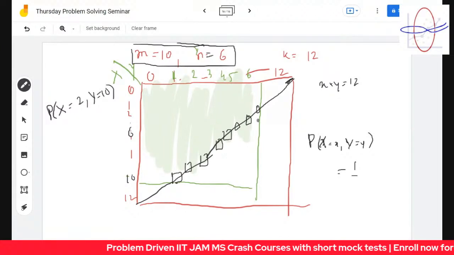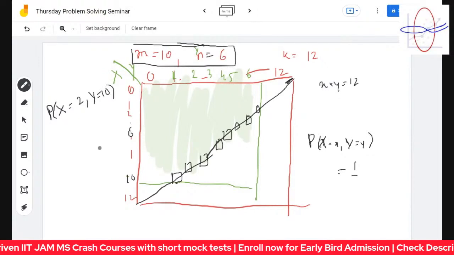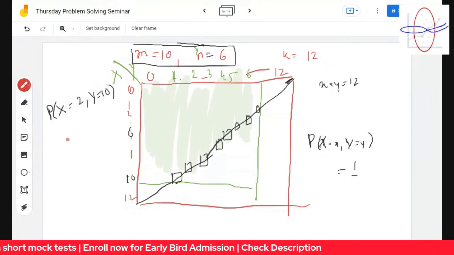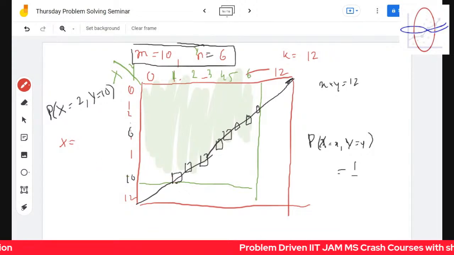1 by 10, why do you say it's 1 by 10? Tell me the X and Y for which it's possible. Tell me the first X.